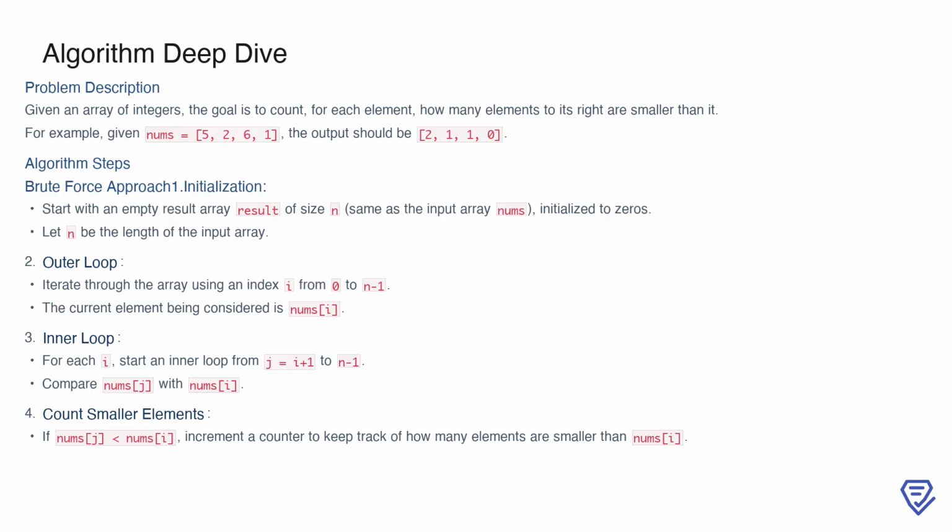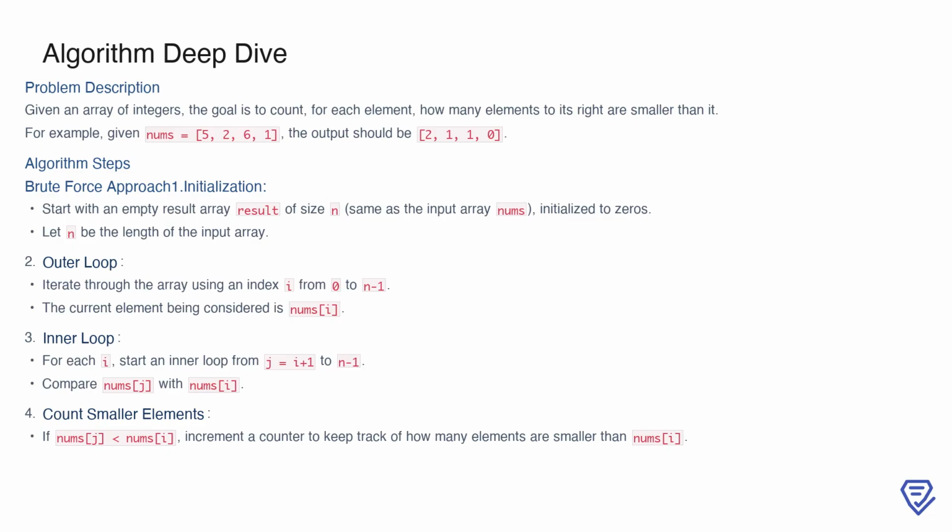The brute force approach starts by initializing an empty result array of the same size as the input and setting all its values to 0. This array will eventually hold the counts for each position. We then iterate over the input array using an outer loop, where the current index i represents the element we are analyzing. For each i, we use an inner loop to scan all elements to the right of nums[i]. By comparing each of these elements with nums[i], we can count how many of them are smaller. This count is stored for the current index in the result array.